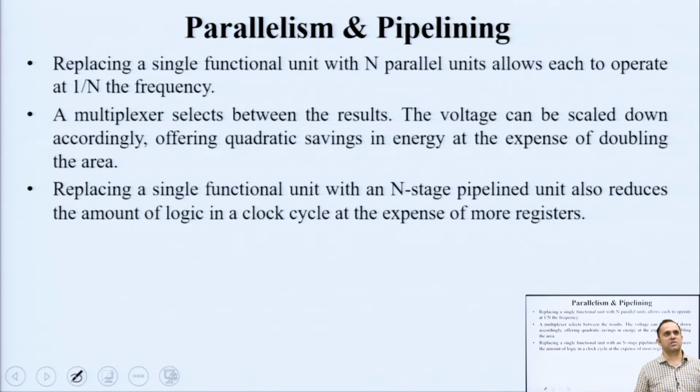For its operation, you use a multiplexer. It selects between different results. The voltage can be scaled down, so the quadratic relation between power and voltage can be exploited here. The only negative aspect of parallelism is that it doubles the area. Similarly, you can use an n stage pipelined circuit.